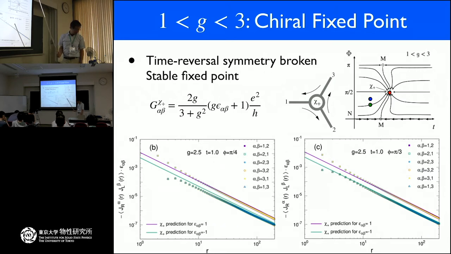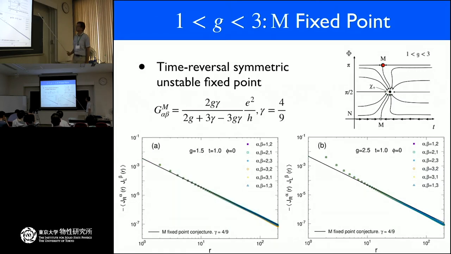And there's another fixed point which has been controversial. People don't really know if this exists. This is the so-called M fixed point. It will be at phi equal to zero or phi equal to pi. So these are the fixed points. This is a very unstable fixed point. If you start from here, then it will flow to the chiral fixed point.